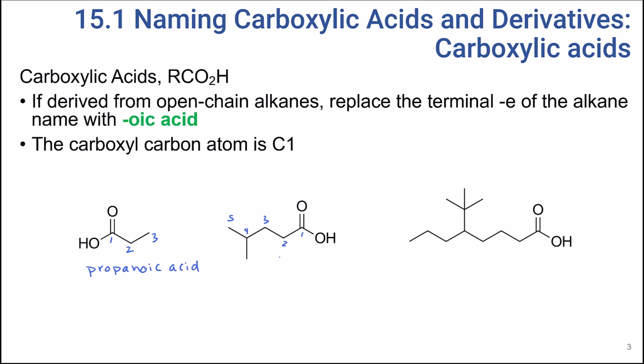5 carbons is going to be pentanoic acid. We list our substituents as we normally would. So this is 4-methyl pentanoic acid. And we don't need to include the number 1 because for carboxylic acids, it's always at 1. Our substituent here is at 5 of 8. This is 5-tert-butyl octanoic acid.